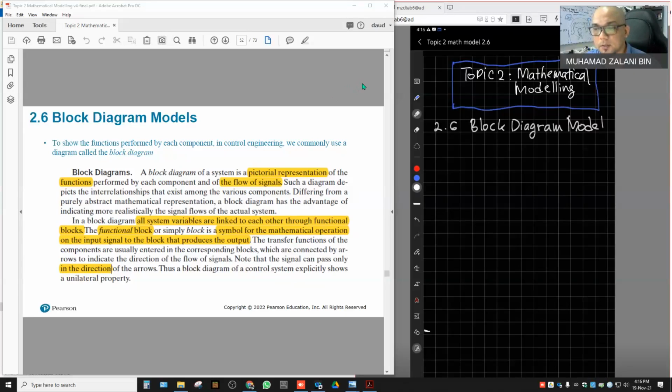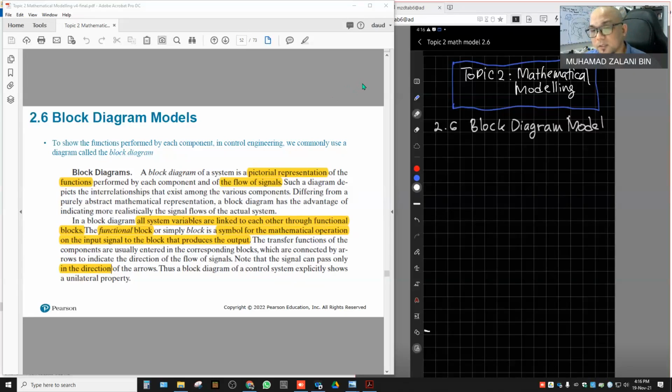So in this session, I'm going to talk about the 2.6 block diagram models, which is one of the subtopics under the mathematical modeling topic 2. And in our previous session, we discussed the transfer function.